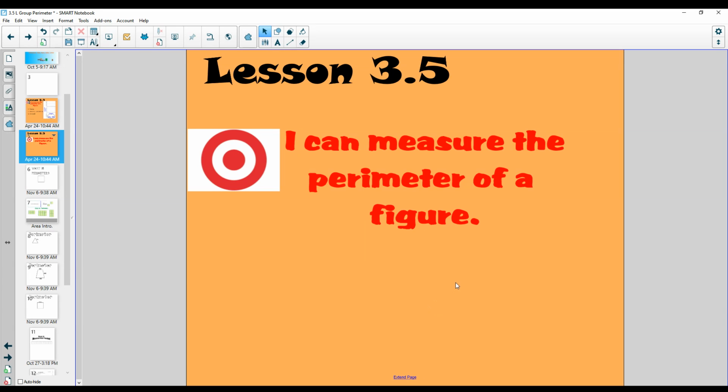Hi, third graders. Today we're on lesson 3.5. And our learning target today is I can measure the perimeter of a figure. So let's look at perimeter.